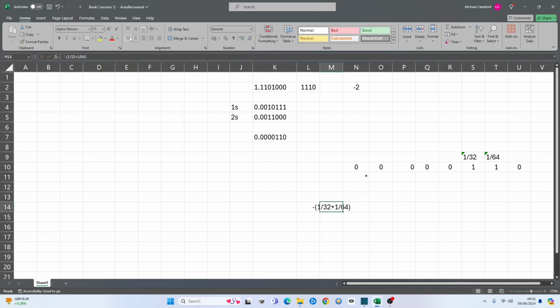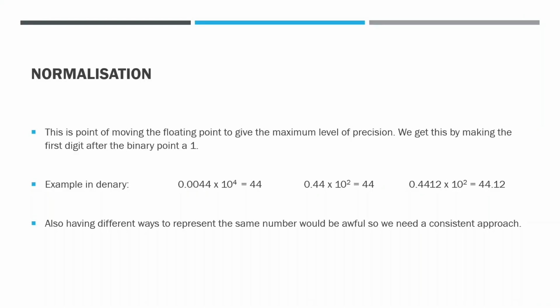Like that. And that's what it is. So if you've got a negative mantissa, just make it positive and then do everything as normal, and it's a lot easier. Right, so there's a problem with this notation though, and this is why we need to do something called normalization. So I'll just go through the problem and then we'll talk about this.